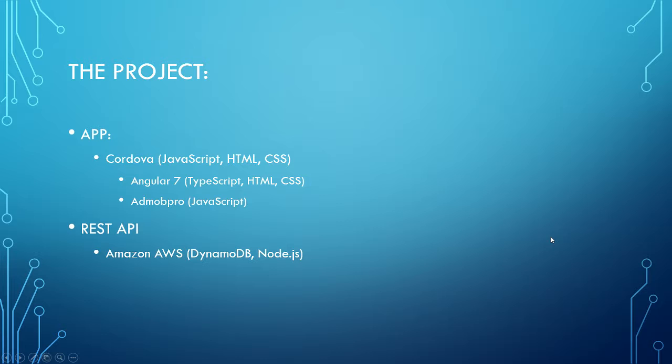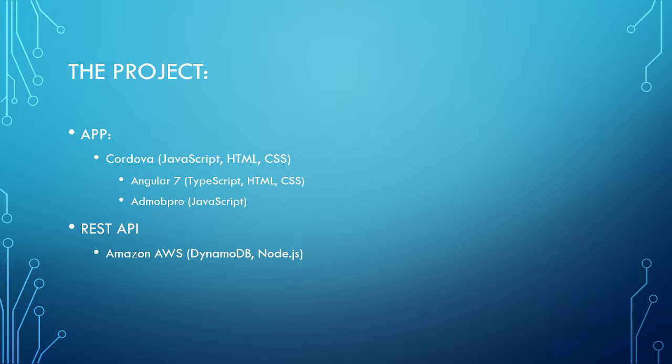The project that I have is an app as well as a REST API that is going to tabulate the user input. So what I used was Cordova in order to create the app, and that's JavaScript, HTML, and CSS. I wanted to use a single page application framework for that, so I used Angular 7, which used TypeScript, HTML, and CSS in a bundle in order to create the JavaScript that Cordova was going to use.